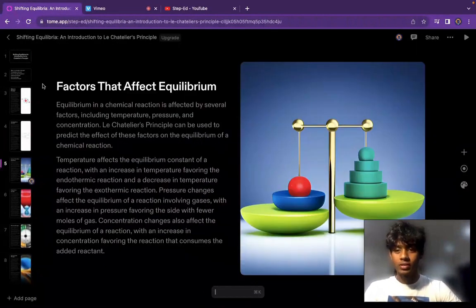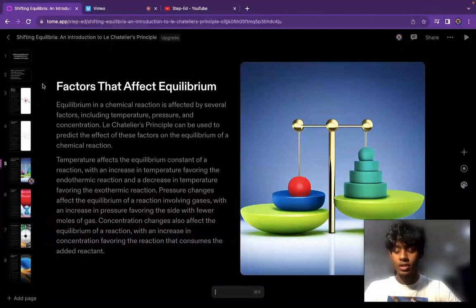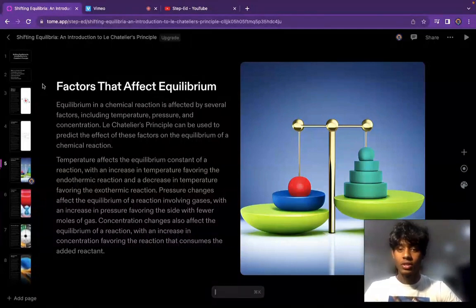So what factors can affect equilibrium? Equilibrium in a chemical reaction is affected by several factors like temperature, pressure, and concentration. Le Chatelier's principle can be used to predict the effect of these factors on equilibrium of a chemical reaction.